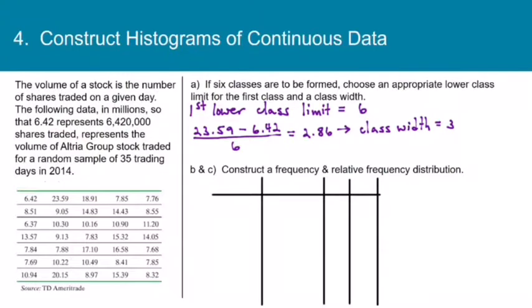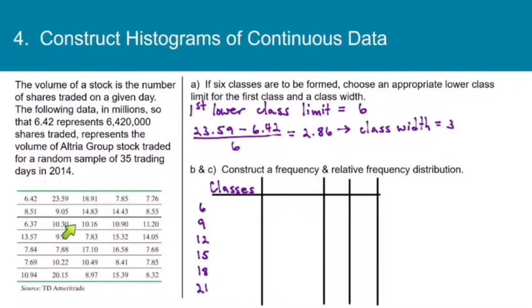And now let's make our frequency distribution and our relative frequency distribution. So if we start with a first lower class limit of 6 and we want a class width of 3, then 6 plus 3 is 9, and then plus 3 is 12, and keep going until we can see that the next lower class limit would be bigger than our biggest data value. So the next lower class limit would be 24, but I don't have any data to go in that class.